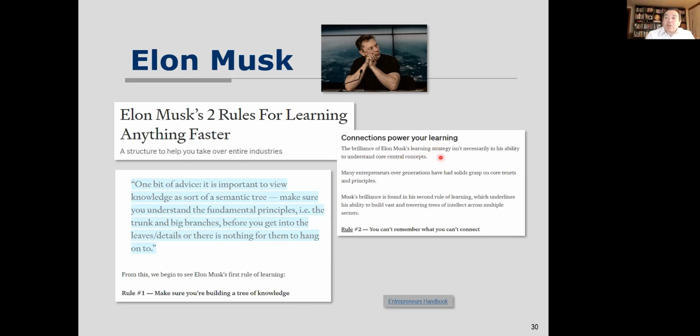The brilliance of Elon Musk's learning strategy isn't necessarily his ability to understand core central concepts. Many entrepreneurs have had a solid grasp, but his brilliance is in his second rule of learning, which underlies his ability to build vast and towering trees across multiple sectors. Rule number 2: you can't remember what you can't connect. So Julia Mink said, well, in 24 hours, I reread. I think a better strategy, and I don't think it's a bad strategy, but a better strategy is to reread and connect to something else you know.